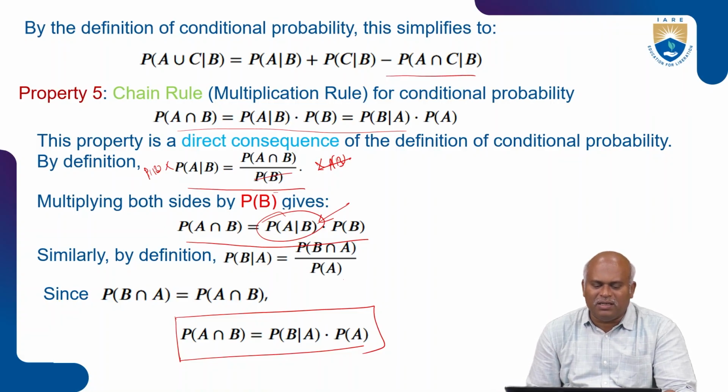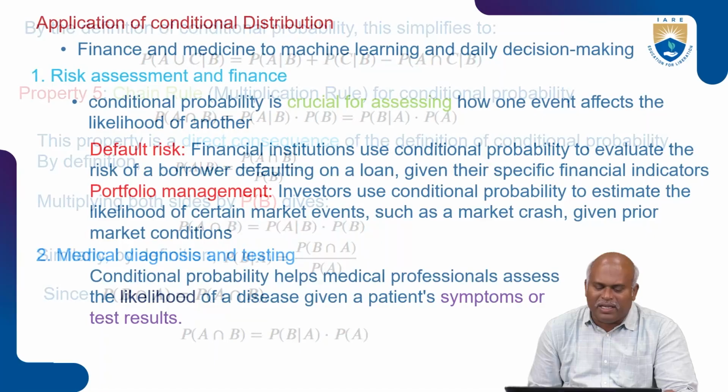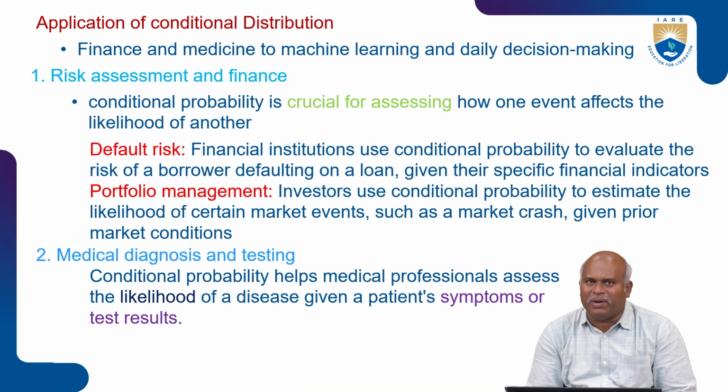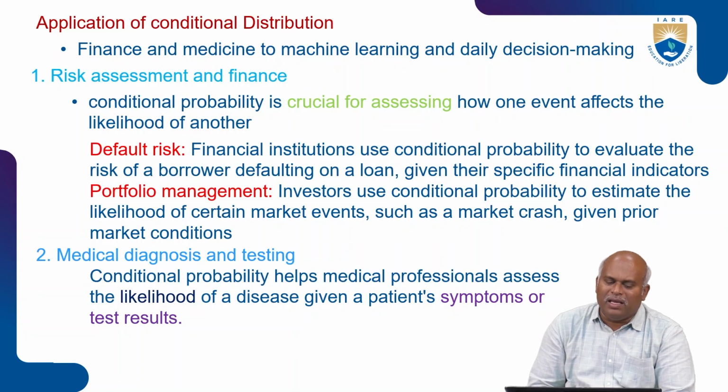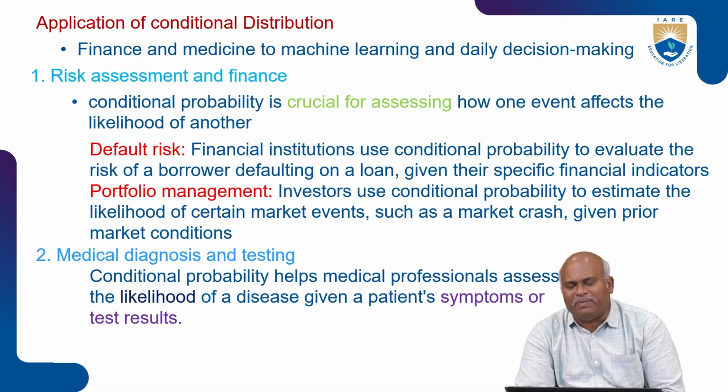Up to this much, five properties are over. Next we go for the applications of conditional distribution. We use conditional distribution for a lot of applications in day-to-day life. Here I have given a few applications.